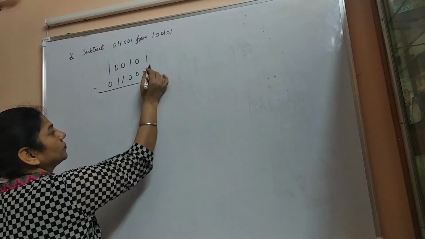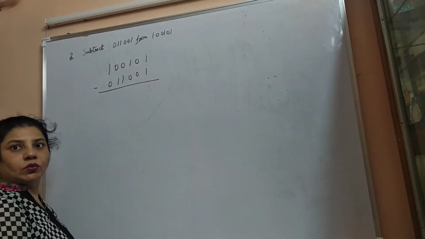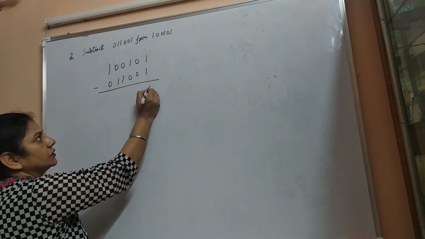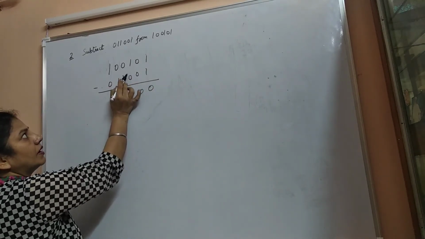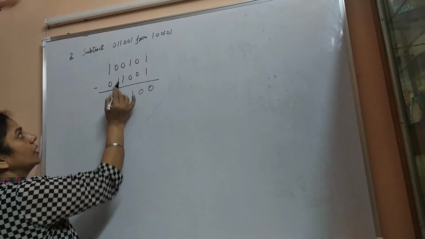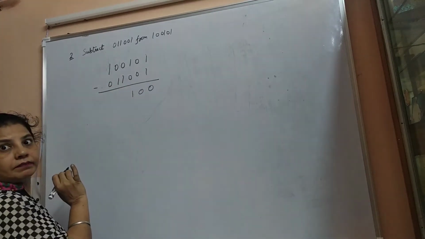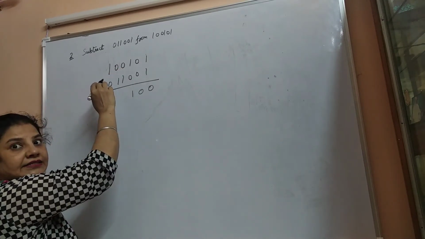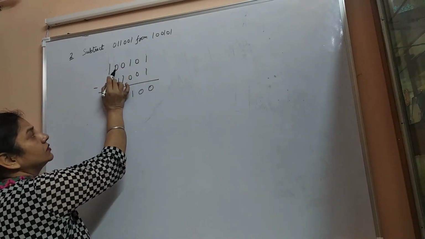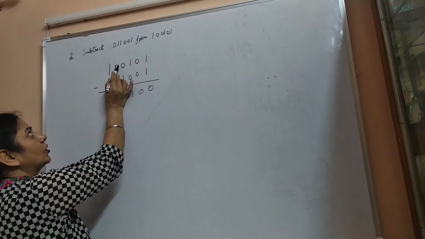Subtract these two numbers. 1 minus 1, according to the rule, is 0. 0 minus 0 is 0. 1 minus 0 is 1. Now 0 minus 1 cannot be subtracted. It has to borrow 1 from the next left column. But again, it doesn't have any number. It will borrow from the next.